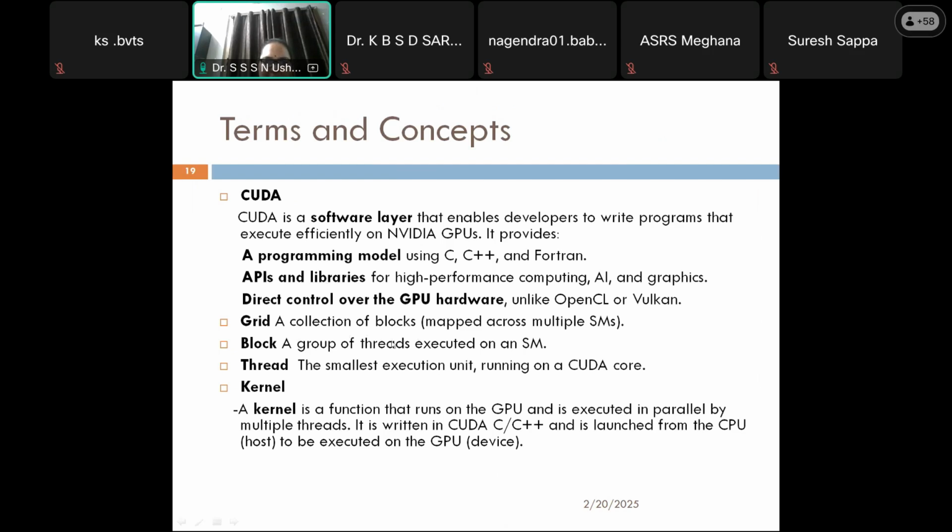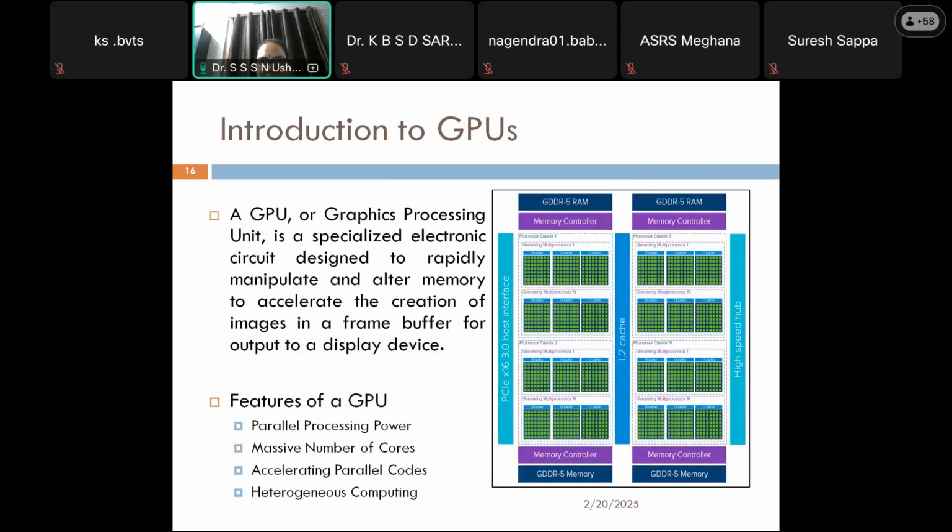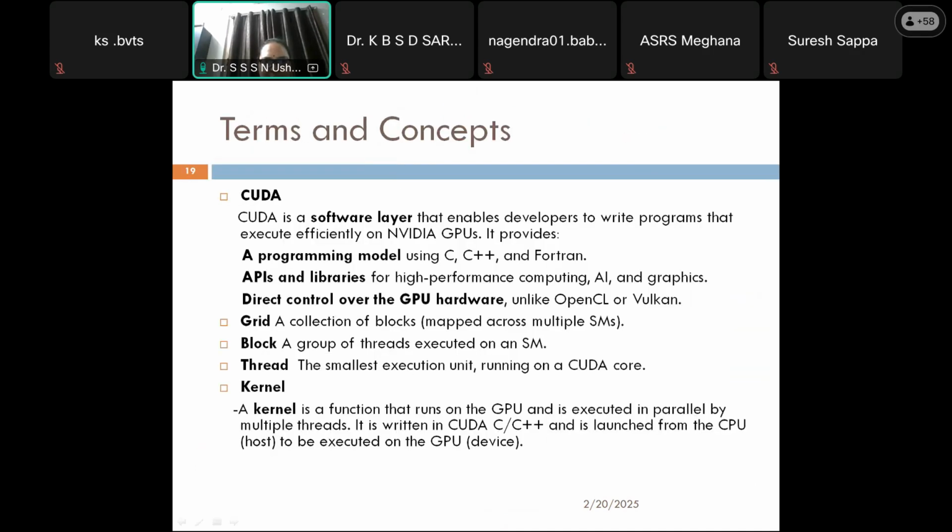Collection of blocks. And again, what is a block? A block is a group of threads executed on an SM. What is SM here? Streaming multiprocessor. That is SM. The smallest execution unit running on a CUDA core is a thread. Okay, I will show the structure also.